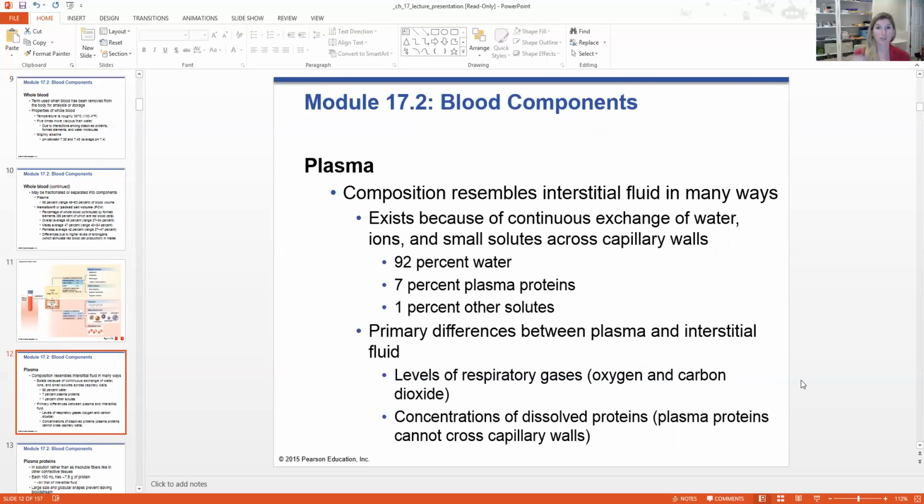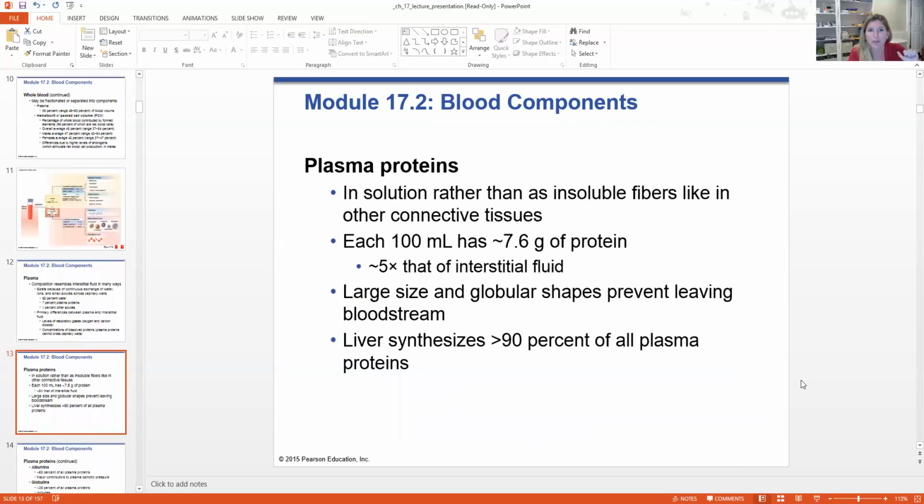The dissolved proteins are going to vary between interstitial fluid and plasma as well, and that's because the functions are different. You need different proteins in your interstitial fluid than what's in your blood. So again, we'll talk about all of that when we get to it. This is just kind of an overview of plasma. Those plasma proteins can be insoluble or soluble. They can be large and globular. They can be small. The majority of these are made in the liver.